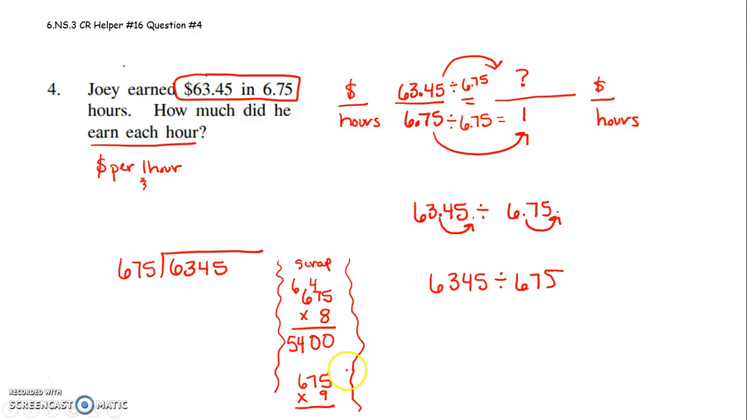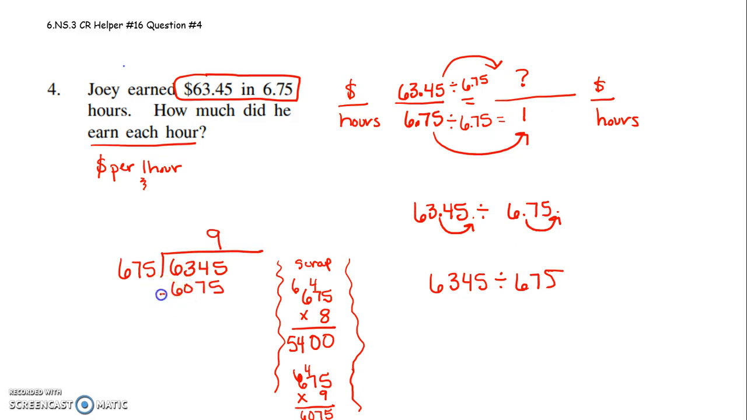This is a little bit of a mess. 9 times 5 is 45. Put down a 5, carry a 4. 9 times 7 is 63, and 4 more is 67, maybe? I hope. 9 times 6 is 54, and 6 more is 60. Let me just double check that. 9 times 5 is 45. Put down a 5, carry 4. 9 times 7 is 63, and 4 more is 67. Put down a 7, carry a 6. 9 times 6 is 54, and 6 more is 60. Okay, so it's going to be 9 point something.